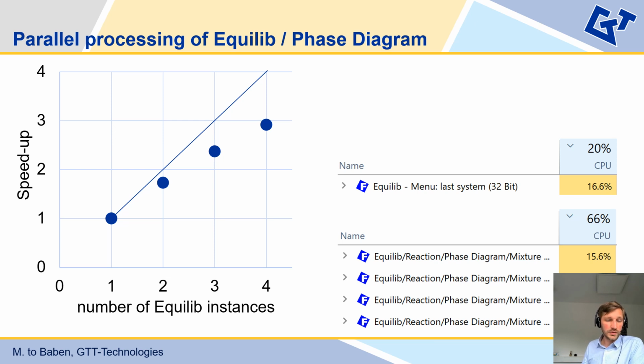The speedup is shown here just for an example calculation that I performed on my computer. With one Equilib instance, it takes some amount of time. If you go to 4 Equilib instances and you distribute the calculations over these, you can get a speedup by a factor of 3.